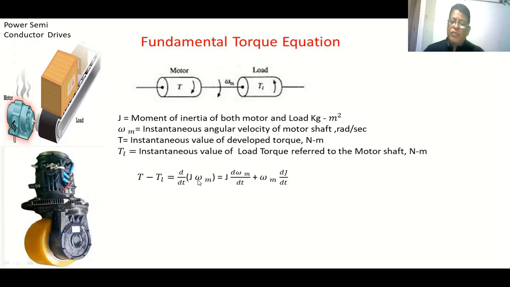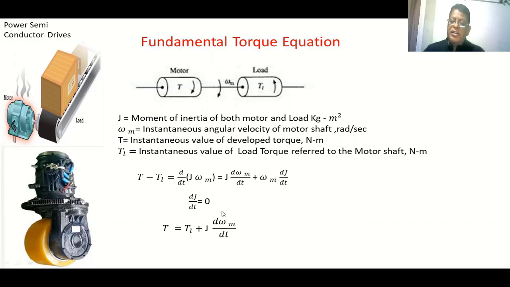Now, if you differentiate this, J is a constant, so you apply the UV formula in the differentiation: J into d by dt of omega m, plus omega m into dJ by dt. This is a constant, so the differentiation of a constant is 0, and that term becomes 0. Now, taking minus TL to the other side, we can write T equal to TL plus J d omega m by dt. This is the dynamic torque.